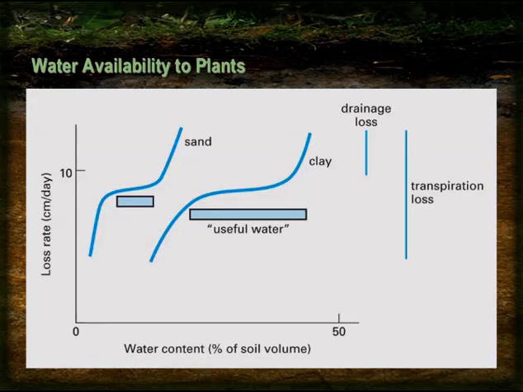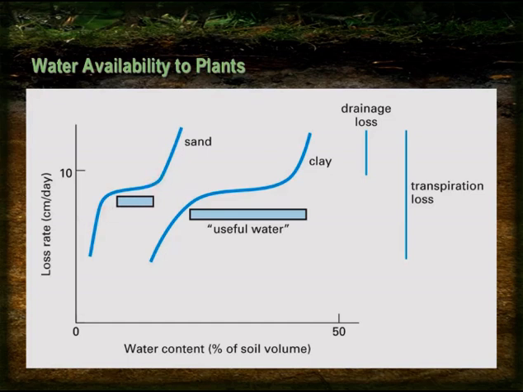What you're looking at here on the y-axis is a loss rate. So this is how much water is being lost over time. And on the x-axis is the water content. So with a sandy soil, you'll notice that as the water content increases, so does the loss rate. Okay? And this little box right here is trying to show the useful water. Permanent wilting point might exist right here at this water content, and field capacity might exist right here.